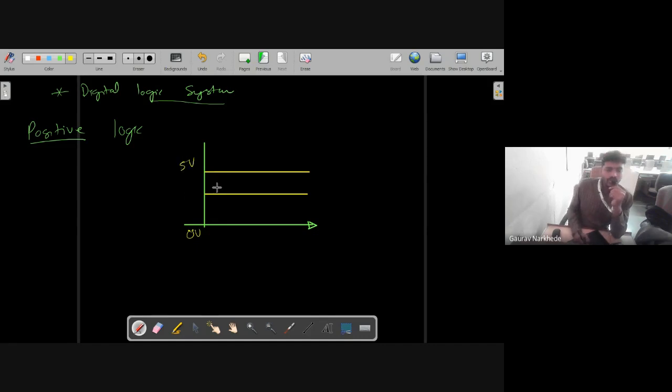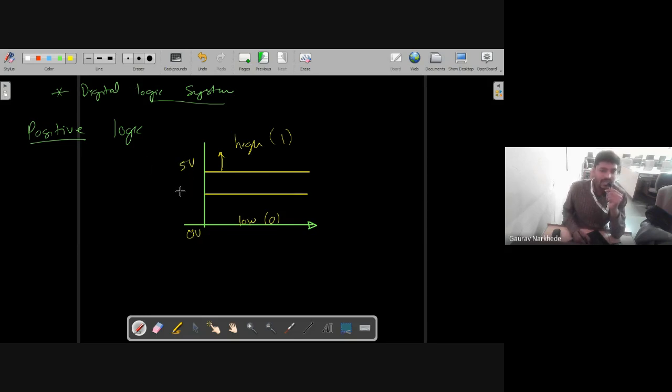Whenever the signal is at 5 volts or above, we can call it high level. क्या बोल सकते हैं हम इसको? हाई लेवल बोल सकते हैं, राइट? And whenever the signal is at zero, we can call it low level. High level we can denote by 1, and low level by 0. So there are only two possibilities: either the signal will be 0 volts or 5 volts.